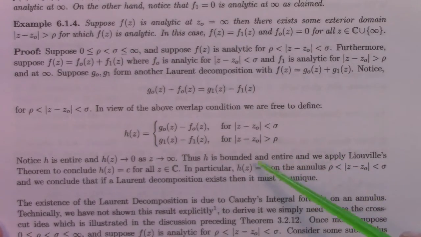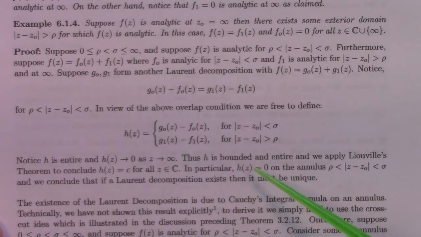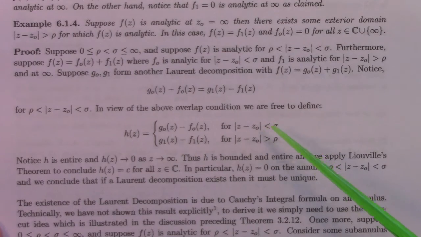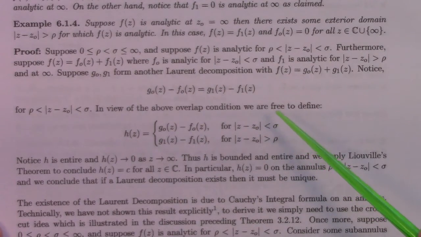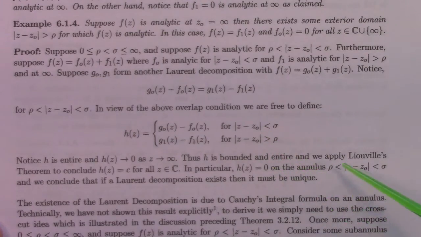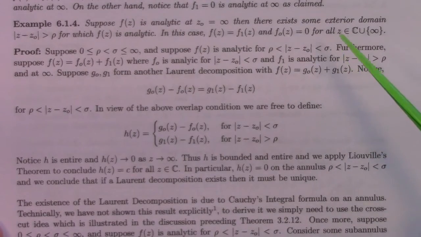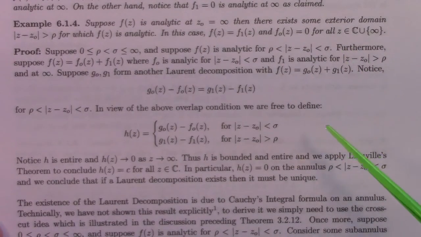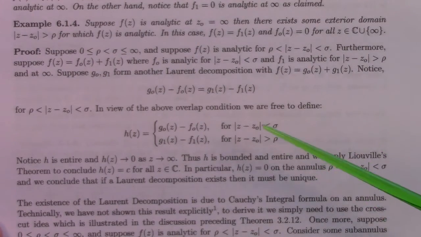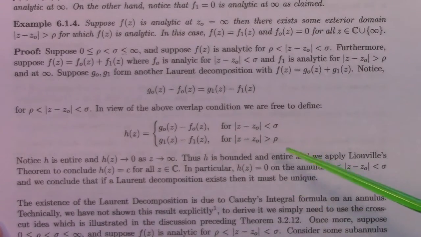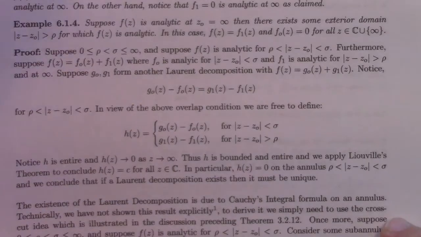But in particular, if we look at the points within the annulus, where H of Z is actually defined, we have that H of Z is equal to 0 inside the annulus because there we have both Laurent decompositions. So H of Z is equal to 0 at one point, but then H of Z is constant, so it's 0 everywhere. And then we get the uniqueness of the Laurent decomposition.